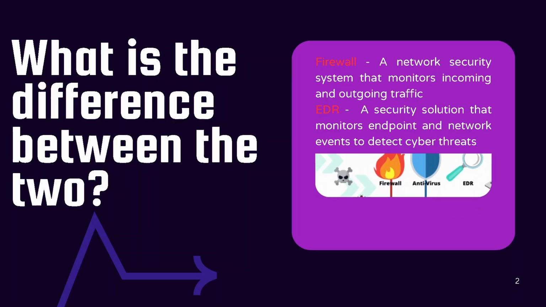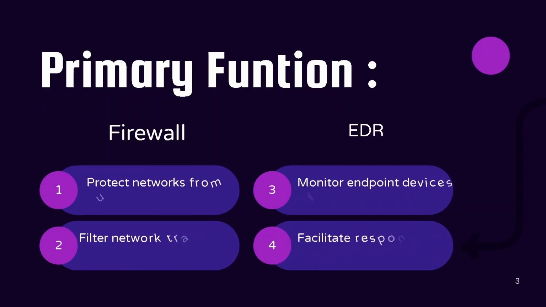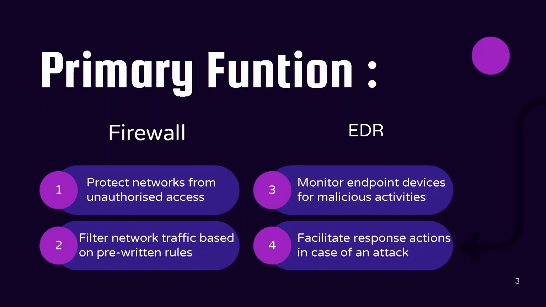Next we move on to what is the primary function. Firewall and EDR have two primary functions. The main function of a firewall is to protect networks from unauthorized access. Like previously stated, it will stop. So basically it will protect a secure network from unauthorized access.